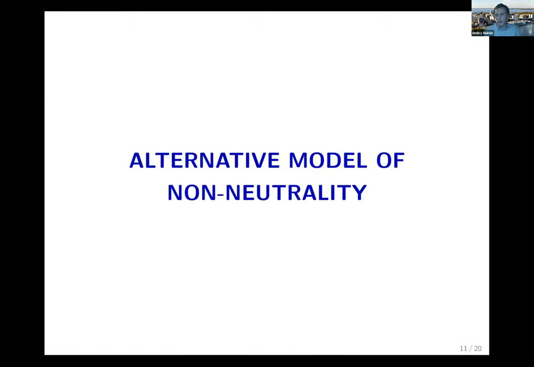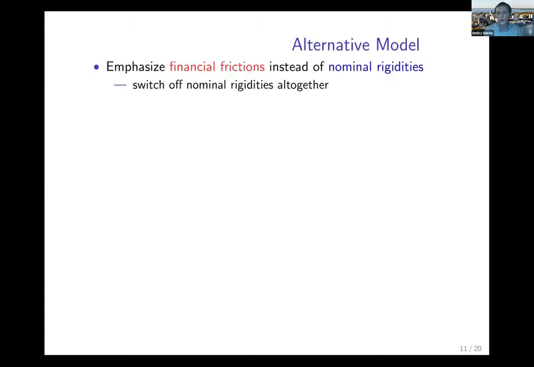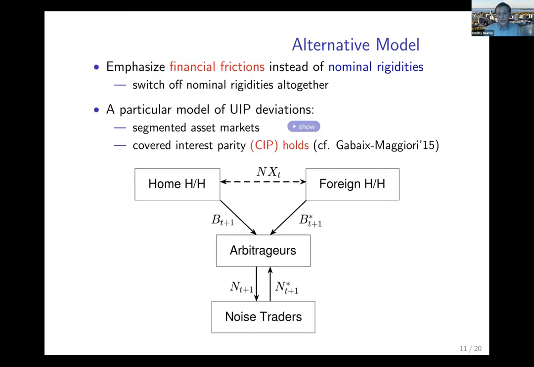So this is exactly what we're going to do next. We outline such a model, and to focus on the risk premium, to focus on the financial friction, we assume that the prices are completely flexible, so there are no nominal rigidities whatsoever in this setting. In particular, we focus on the model with segmented asset markets.